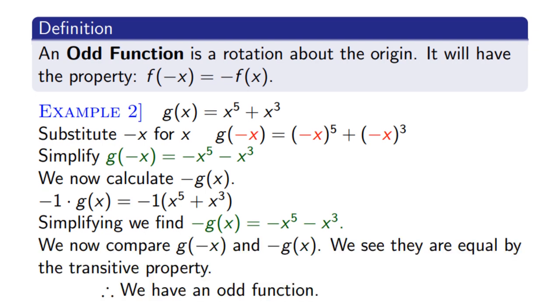Again, we're going to compare this function, the negative g of x, to the g of negative x. We find that those are equal, and so by the transitive property, we have met the definition. Therefore, we can declare that this is an odd function.